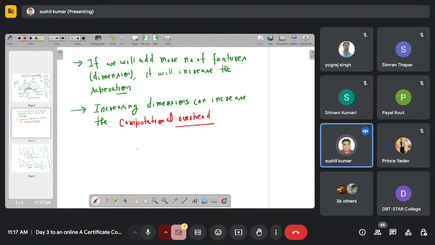What is the meaning of computational overhead here? Actually, we are using CPU for calculation, or you are using GPU for these calculations. So if I can do any work with 3 dimensions or 5 dimensions, and the same thing you are doing with 500 dimensions, then definitely it will increase the complexity. Okay, it will increase the complexity. Time complexity will be high in this case.